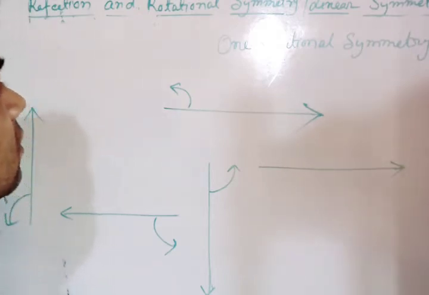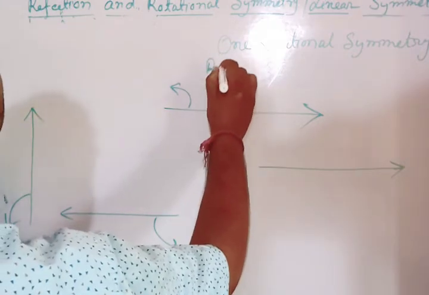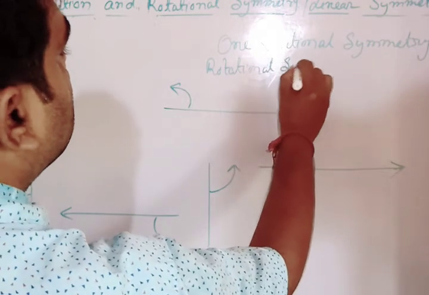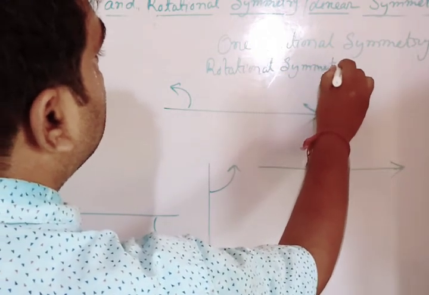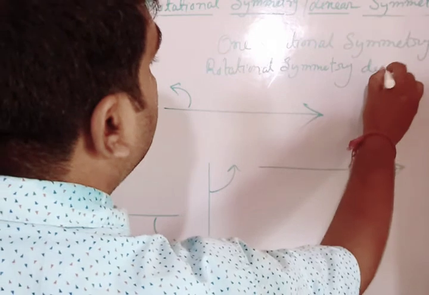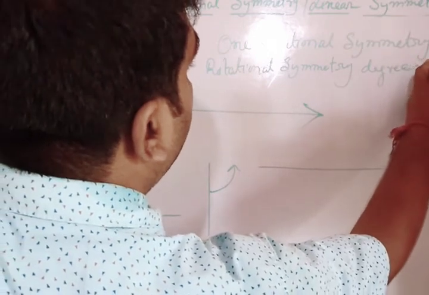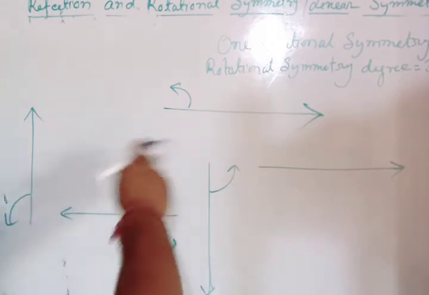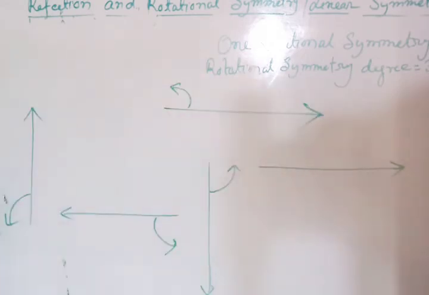and the rotational symmetry degree is equal to how much? 360, because 90, 90, 90, 90, 4 into 90, that's equal to 360. Understood? Next, take another figure.